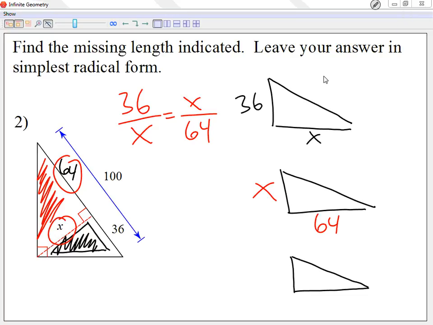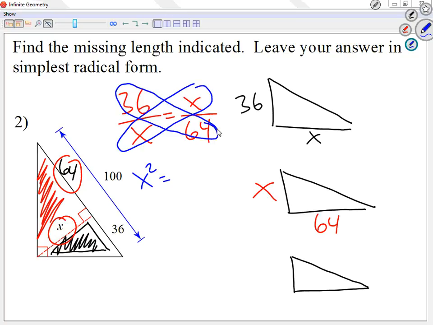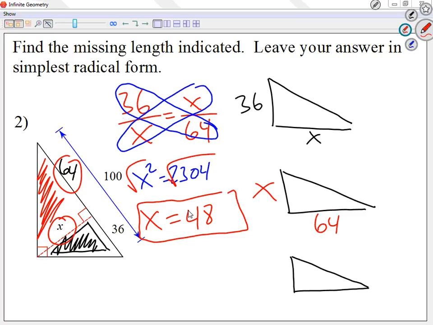There's nothing I can simplify, so let me cross multiply. I know x times x is x squared. How much is 36 times 64? 2,304. Okay, so for me to get rid of the square, let me do the square root. How much is the square root of 2,304? 48. So x equals 48.